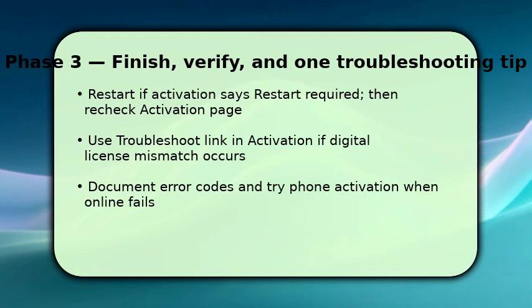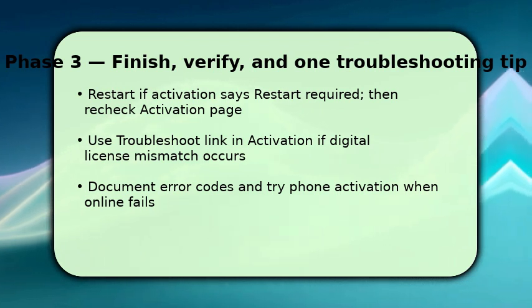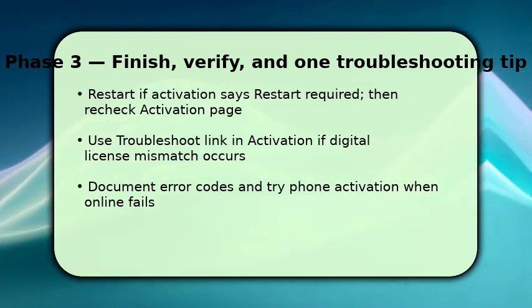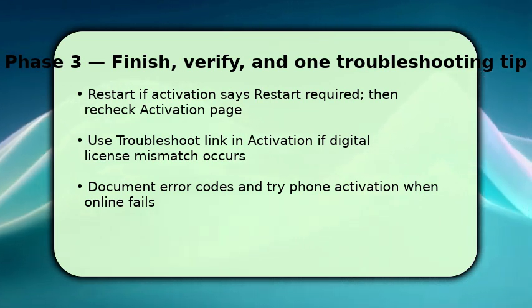Complete the process by following any prompts. If Windows asks you to restart, do so and then recheck activation. If activation still fails, use the troubleshoot link on the activation page. The troubleshooter can link a digital license to your Microsoft account.